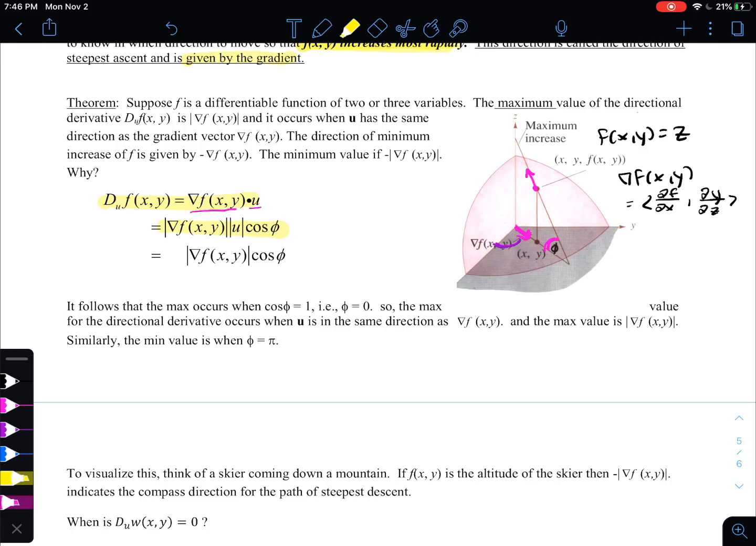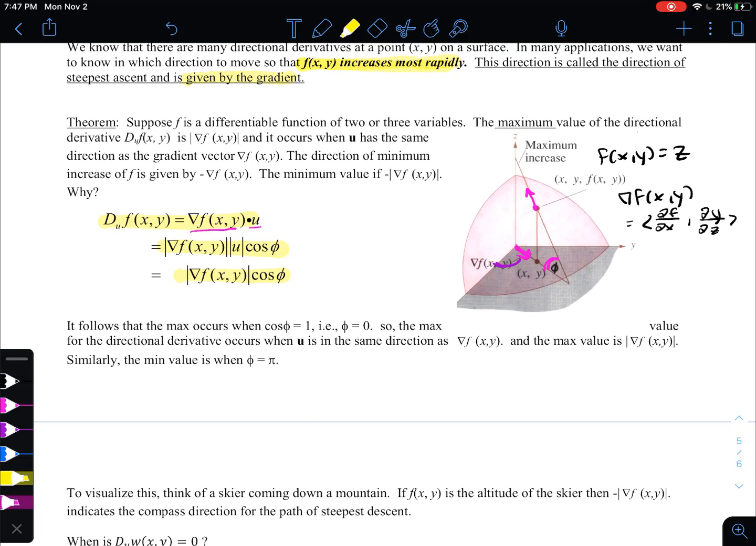Now, next step is the fact that our direction vector is a unit vector, so the length is 1. So that simplifies to be the magnitude of the gradient of the function multiplied by cosine of the angle in between the gradient vector on the surface and the unit vector. Now, when will this be maximized? That's our big question. When will this be maximized? When cosine of phi is equal to 1. Well, that happens when phi is equal to 0. That means that the unit vector and the gradient vector should be pointing in the same direction in order to maximize the directional derivative.